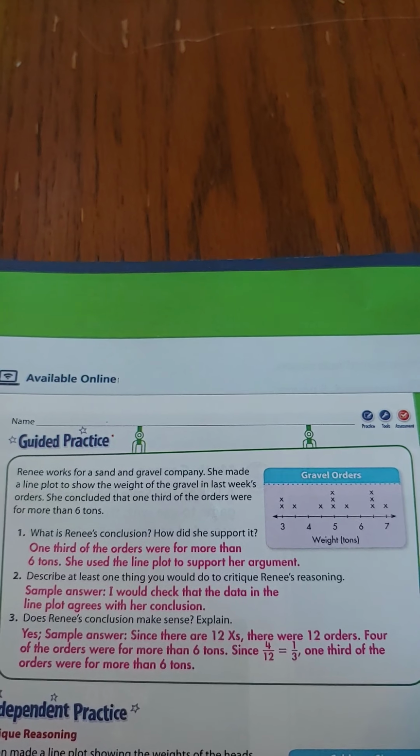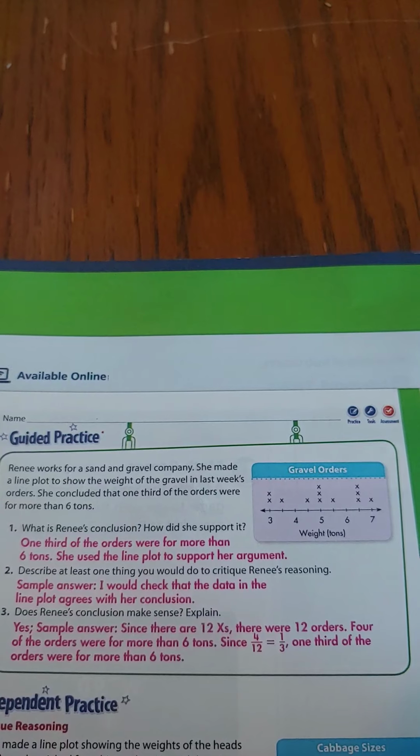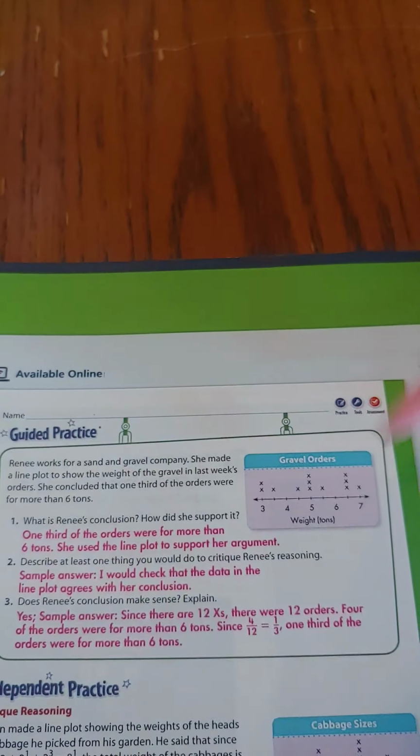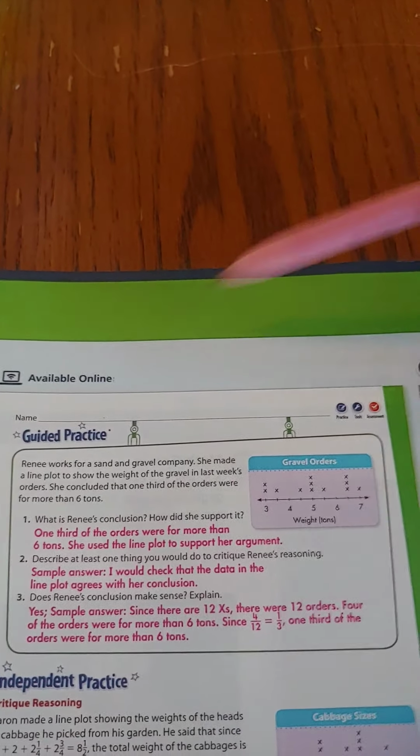All right, we're on 10.4, critique reasoning. Critique reasoning of others. And we're always going to be using our line plots. So let's get started with reading the question.